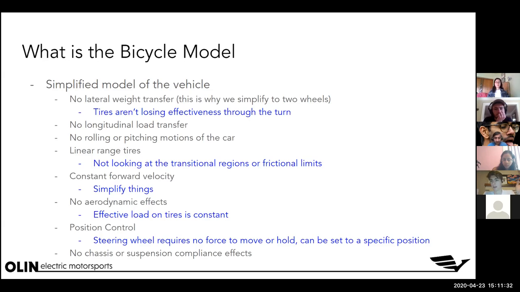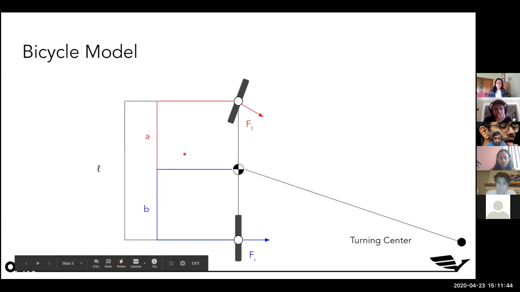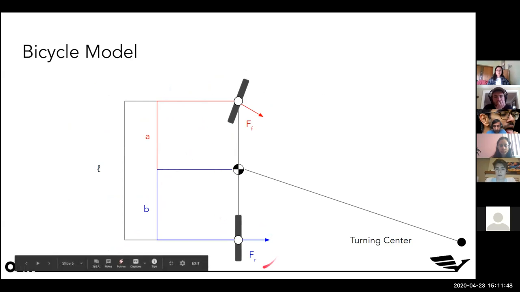I know it's very complex, doesn't mean much to you. So here's what it kind of looks like in the graphic. I'm sure you all saw something like this in the reading. We have a front tire. Let me get my pointer going here. We have our front tire here. We have our rear tire here.